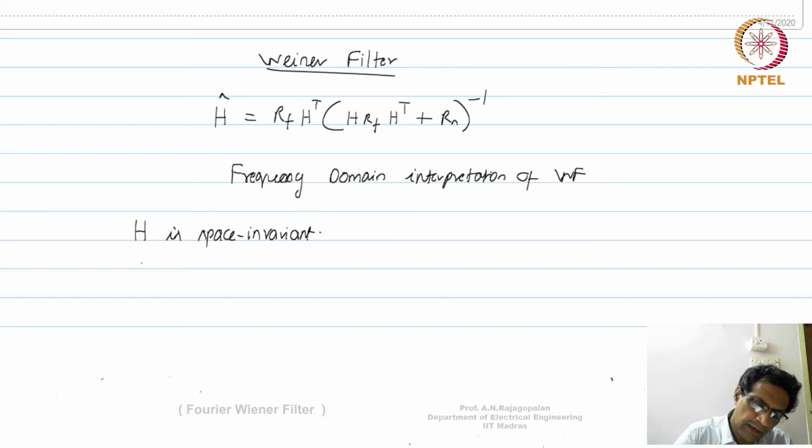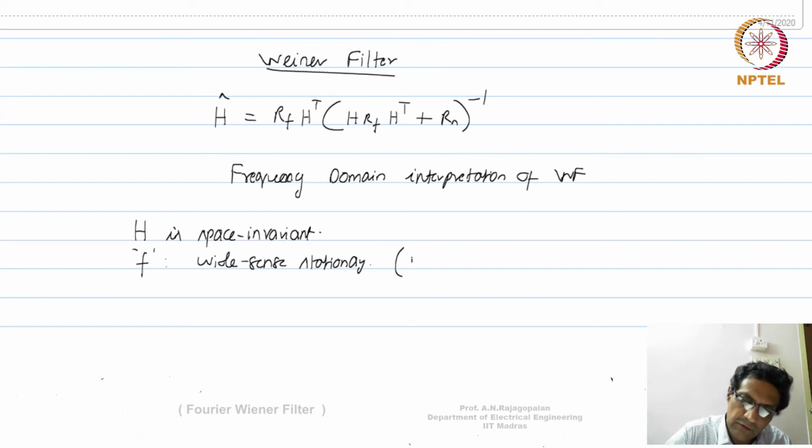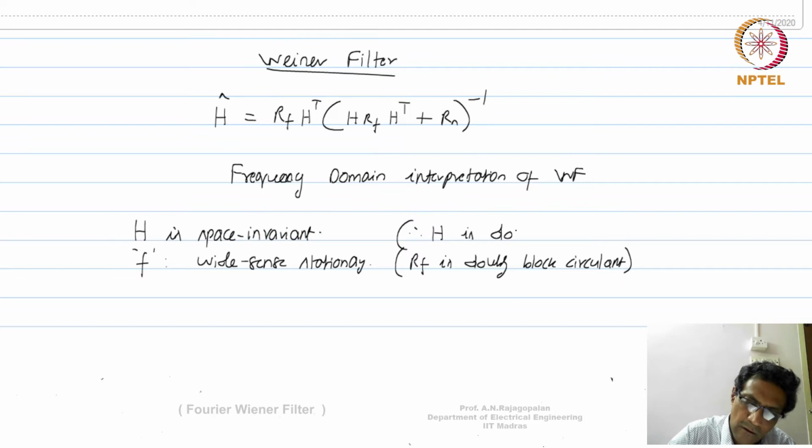Now, the F process, in this case our image F, we'll assume it to be wide sense stationary, so that RF, which is its covariance, is doubly block circulant. So this means RF is doubly block circulant. These are the kind of things that we have seen before also. H, therefore, is also doubly block circulant. So these two matrices.